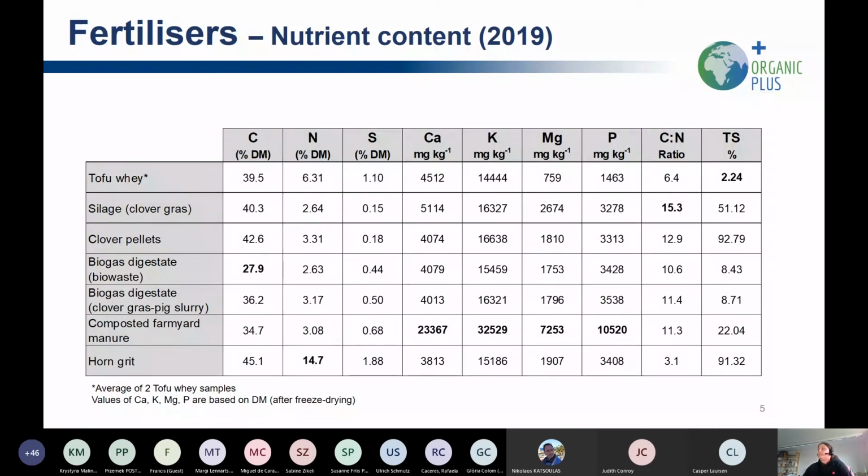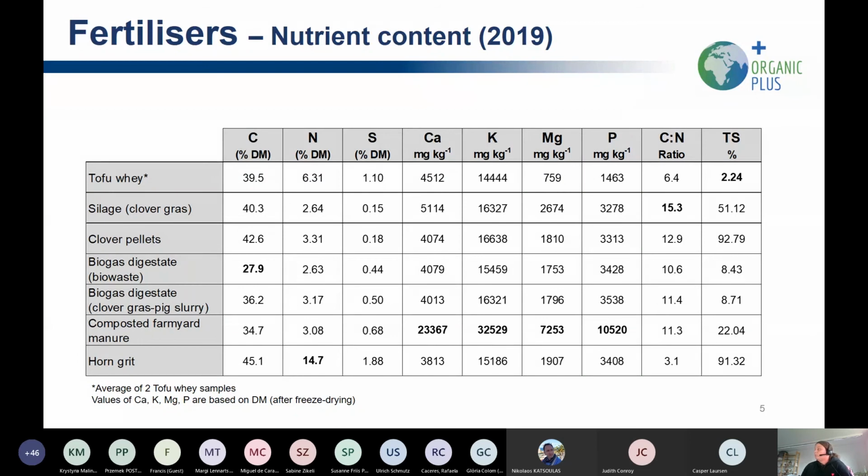First of all, I wanted to show you a table of the nutrient contents from 2019. It's quite good to know that the tofu whey has a quite low TS content. That means we have a lot of water that we have to bring onto the field compared to the other fertilizers. It's also interesting that the composted farmyard manure has the highest content of calcium, potassium, magnesium, and P in comparison to the other fertilizers we used.